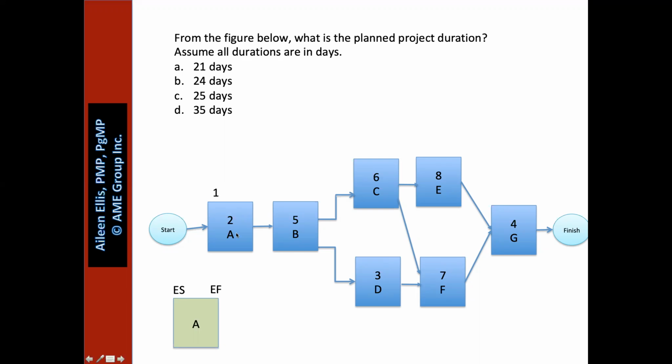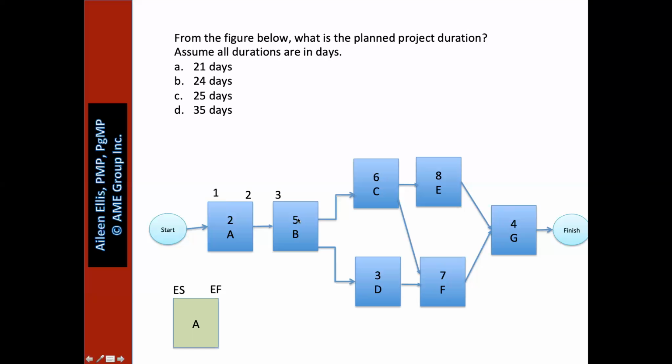If the activity A is 2 days long, it's going to run on day 1, and then it will finish the evening of day 2. So its early finish is 2. Let's keep going. You tell me, what's the early start of activity B? So B will start after A ends. If A ends or finishes the evening of day 2, activity B will start the morning of day 3.